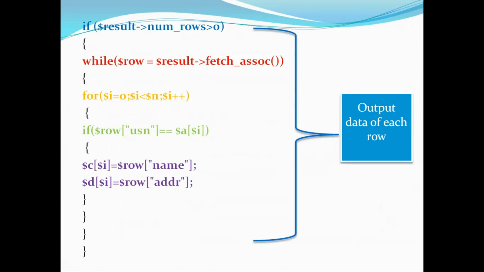Then we are printing. Try to understand here. I am comparing one condition, that is, if row of USN is equal to $A of $I. What does that mean? This is the USN present in the table we are considering. If it matches the respective USN in the sorted list, it will print the respective name as well as the address of that table. Likewise, it keeps on doing this until the condition becomes false. That is, if the I value is greater than N, it will exit from that loop.